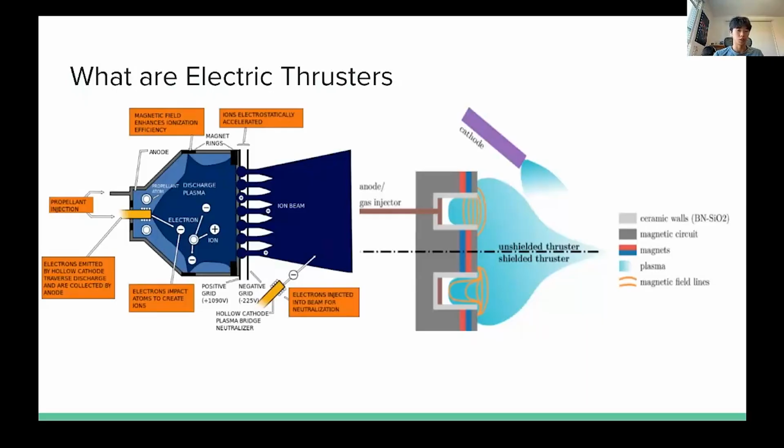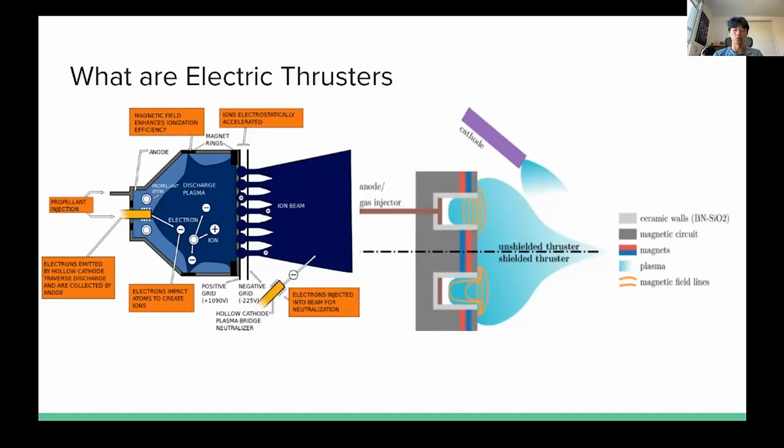And so what are electric thrusters? There are two main types of electric thrusters. Electric thrusters are basically rocket engines that are used in satellite orbits to provide very low amounts of thrust for attitude control.